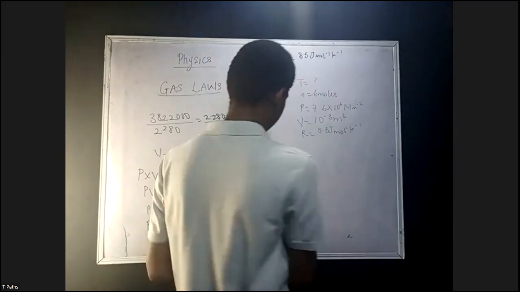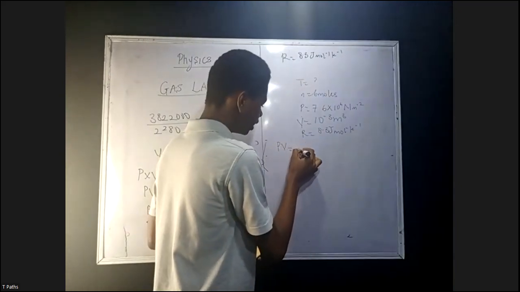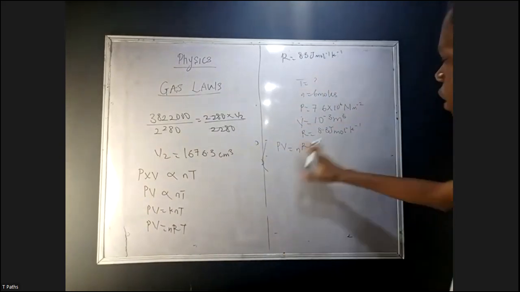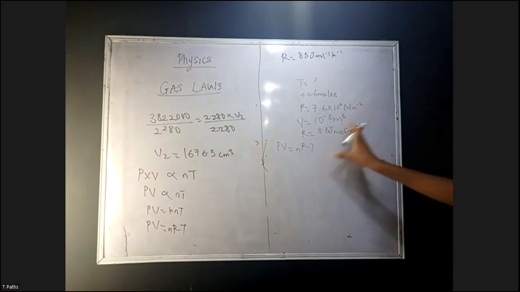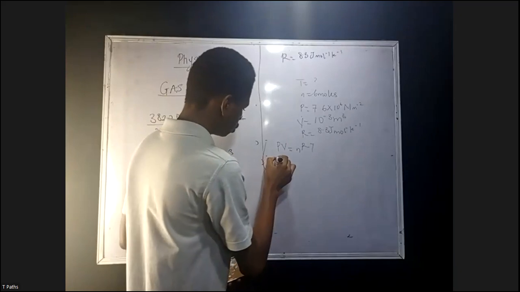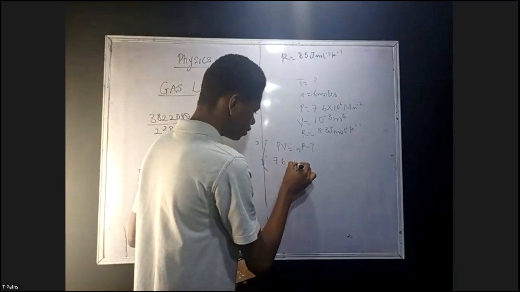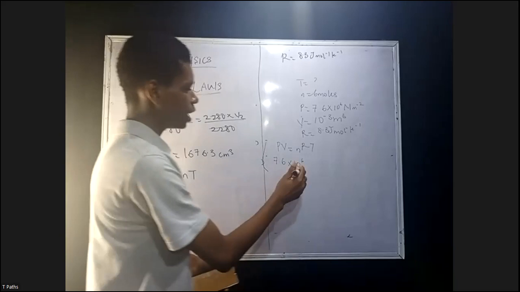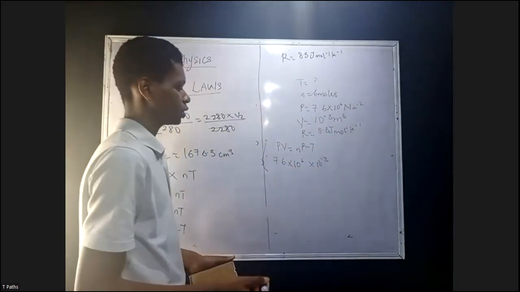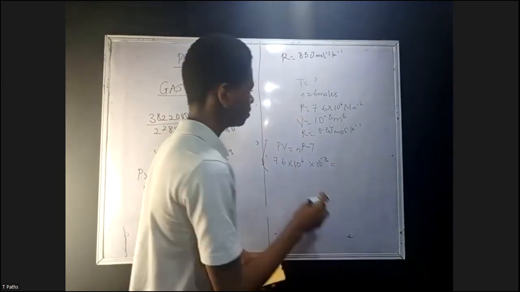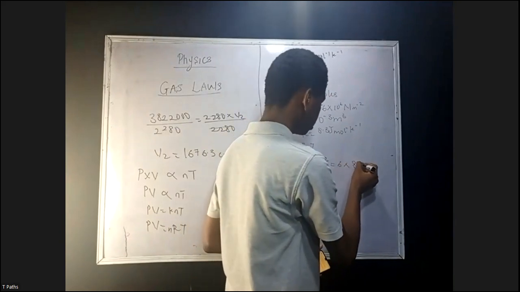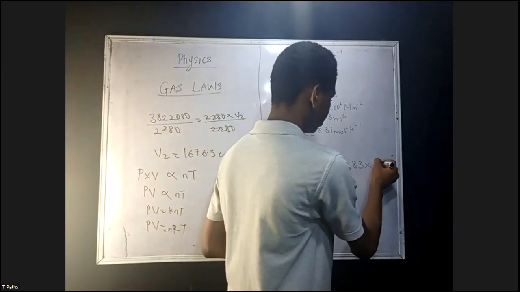So using this formula, PV is equal to nRT, I'm going to input all these parameters in my formula. So now my P is pressure, which is 7.6 times 10 to the power of 6, multiplied by 10 raised to the power of minus 3, which is the volume. It's equal to my n, the number of moles, which is 6, multiplied by 8.3, which is R, times T, which is the unknown that I'm looking for.